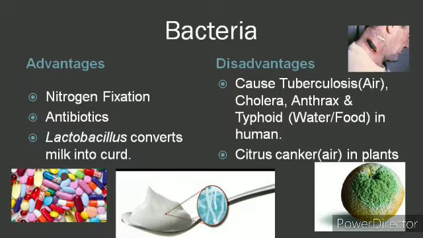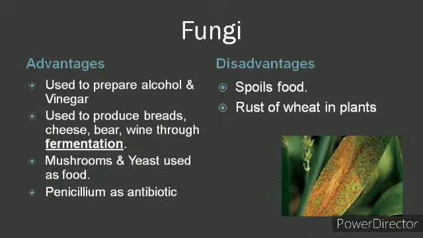So bacteria are somewhere useful to us, but they are also very disadvantageous to us, like citrus canker, which is found in plants. It is a bacterial disease. TB, tuberculosis, bacterial cholera, anthrax, typhoid, these are the disadvantages of bacteria, that if we get them inside our body, they can harm us. Similarly, fungi are useful to make alcohol or vinegar.